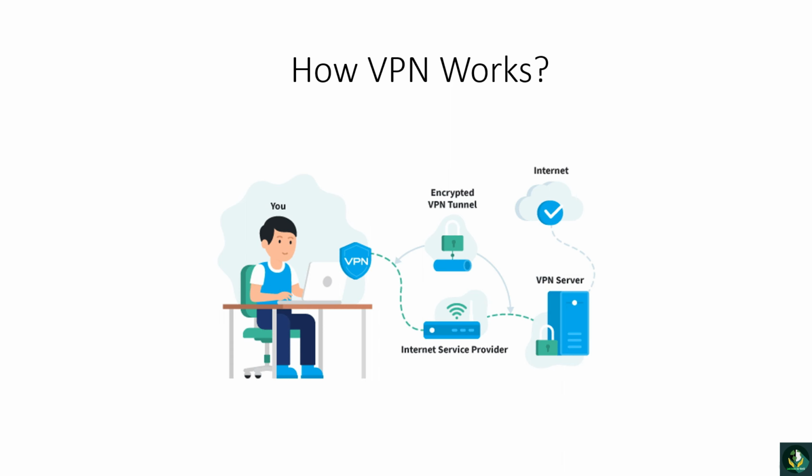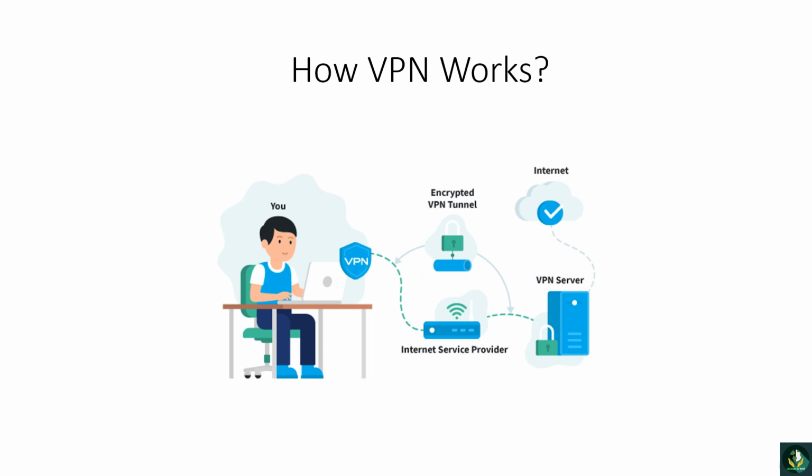So when a connection has been established, first the VPN software on your computer encrypts your data traffic and sends it to the VPN server through a secure connection. Then the data goes through your internet service provider, or ISP, but they can no longer snoop because of the encryption. Second, the encrypted data from your computer is decrypted by the VPN server.